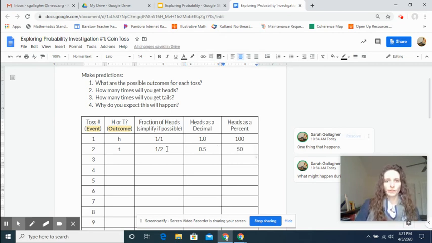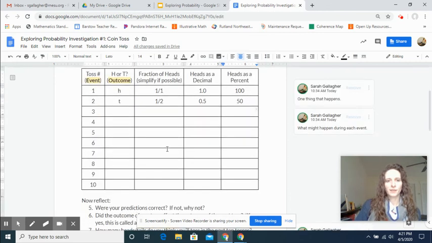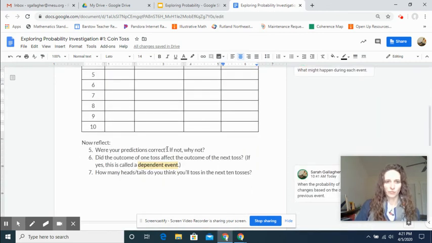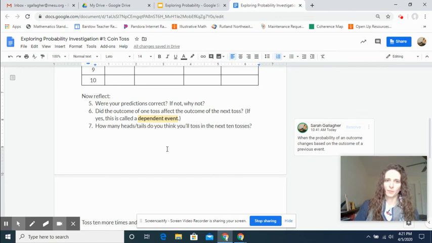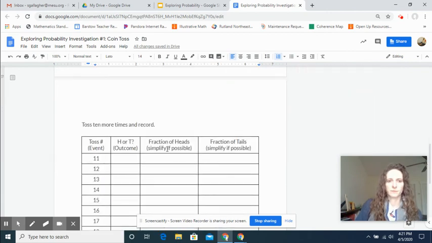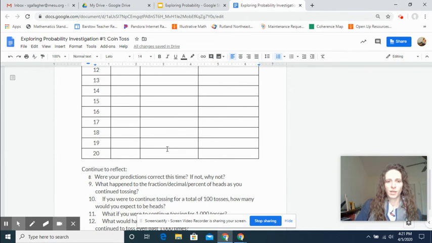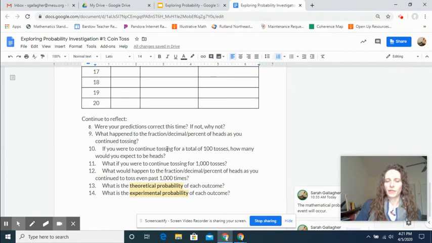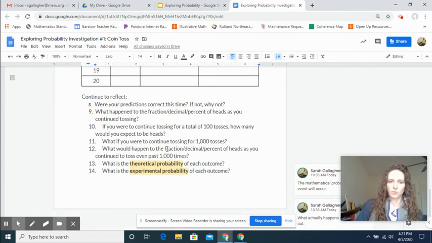You're going to go through and fill in the table as you go. Then you're going to reflect with some reflection questions down at the bottom, and make another prediction about your next 10 tosses. You keep recording, and then there are some more reflection questions down here.